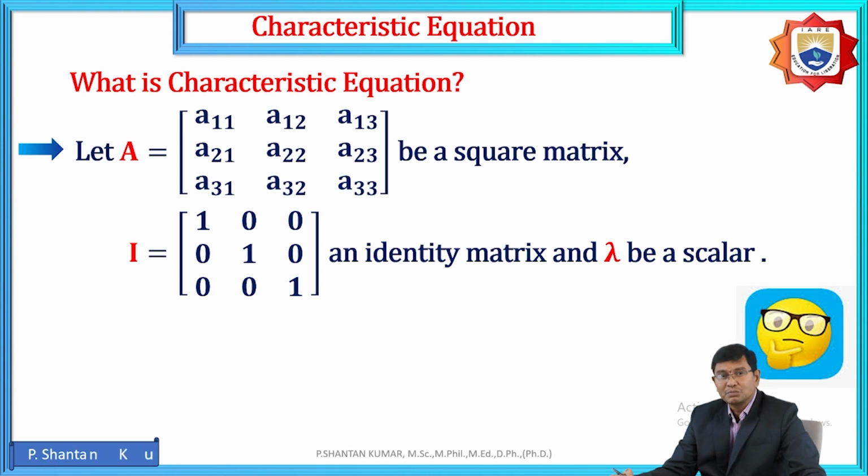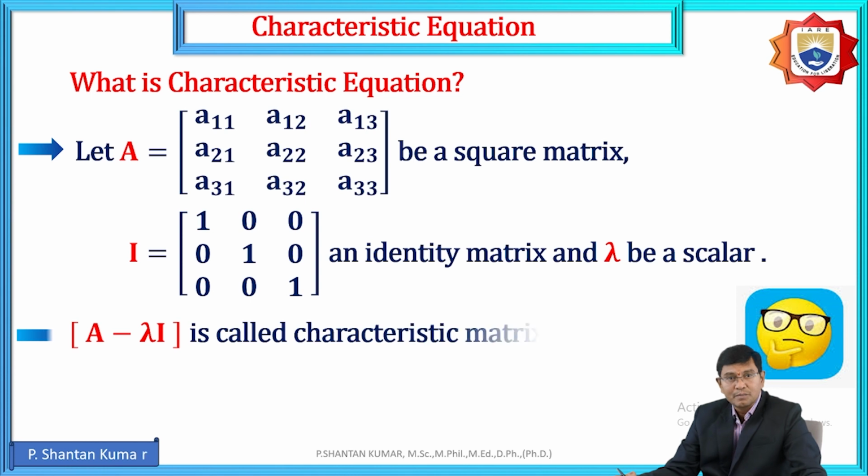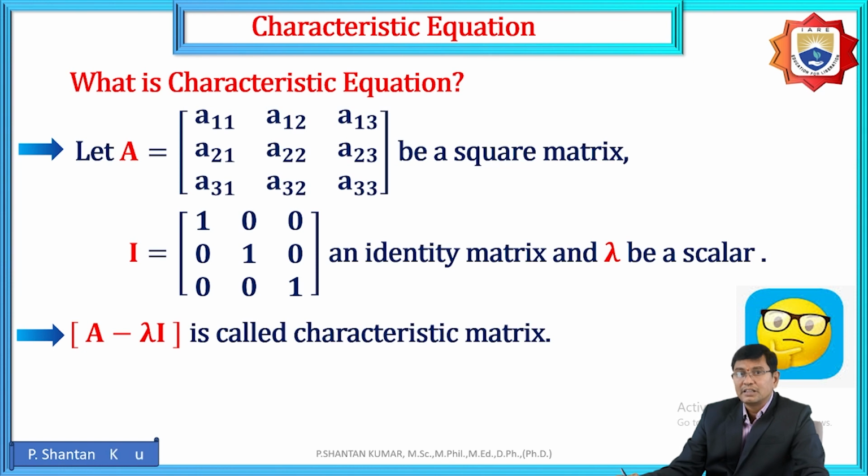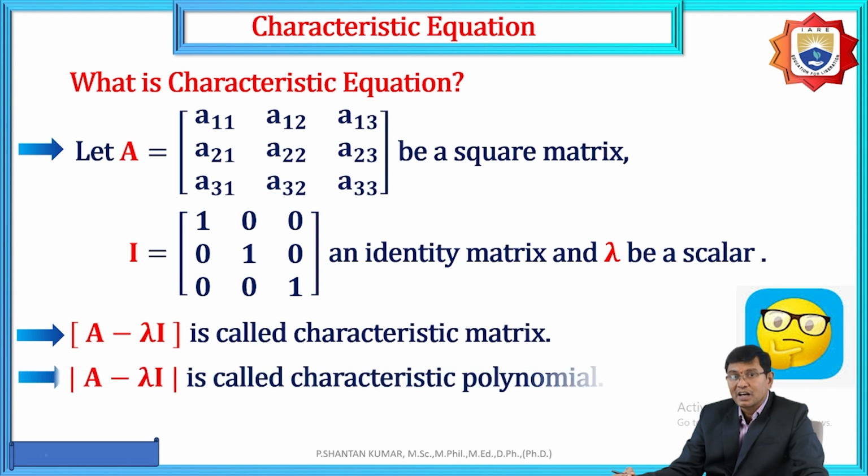With the help of the given matrix A, I, and the scalar lambda, A minus lambda I is called the characteristic matrix. That means with the help of the matrices A and I and lambda, we obtain in matrix notation A minus lambda I, which is called the characteristic matrix. Further, based upon this, we need to find what a characteristic polynomial is. The determinant of A minus lambda I is called the characteristic polynomial.